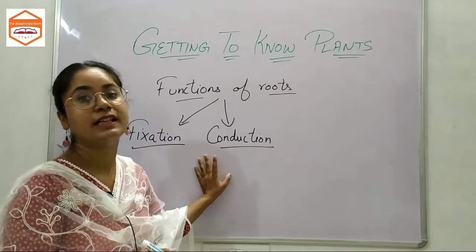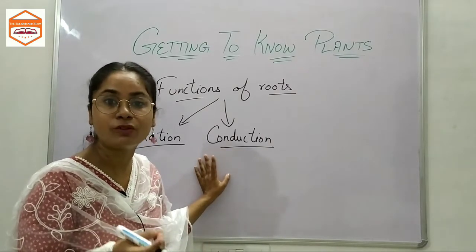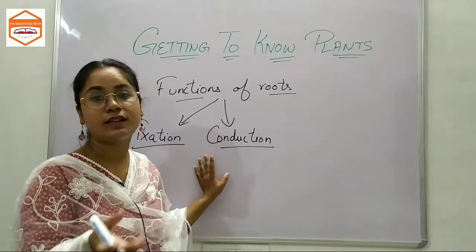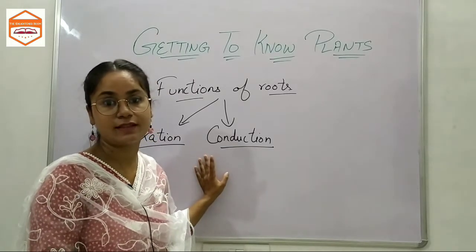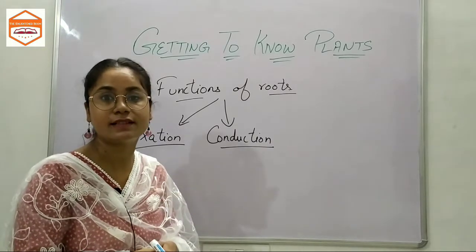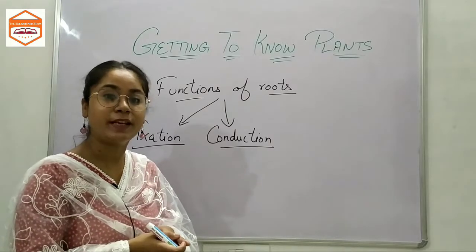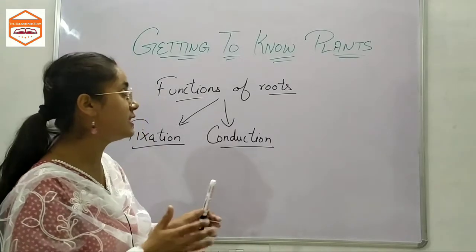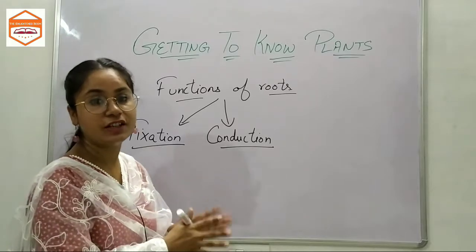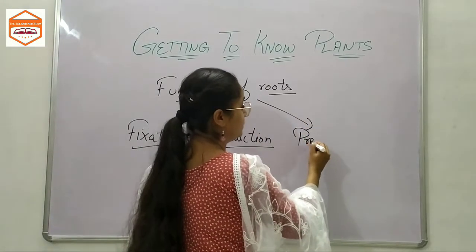If there are no roots, then the plant cannot absorb water, the plant cannot absorb minerals, and the plant does not get its own food with the help of photosynthesis. So roots play an important role in photosynthesis through conduction and by absorbing water and minerals. And the third function of root is to prevent soil erosion.